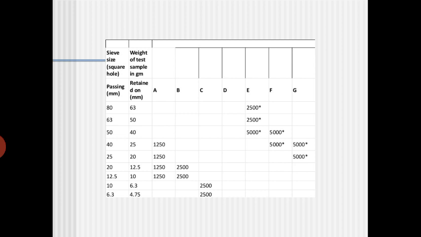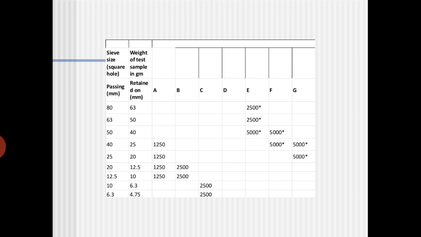Then on the X scale, you see the different gradings: A, B, C, D, E, F, G. They have explained that for A to D you have to take 5 kg. If you see the table here, for A it is 1250, 1250, 1000, that is a total of 5 kg. B also you can see is a total of 5 kg. C also is a total of 5 kg.